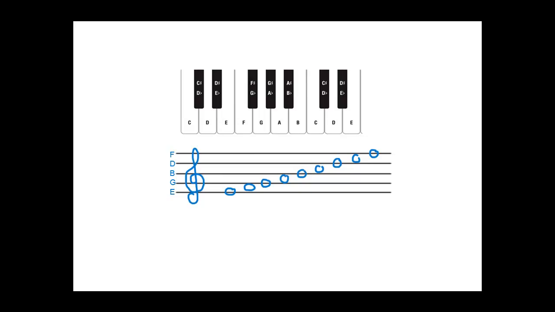Now, the spaces of the treble clef use the acronym FACE. So the spaces are F, A, C, and E. Helps us to remember it when we think of FACE. So now, how does this apply? Well, if a note is on the first line, it is named E. If it's on the second line, it is a G. If it's on the first space, it will be an F.